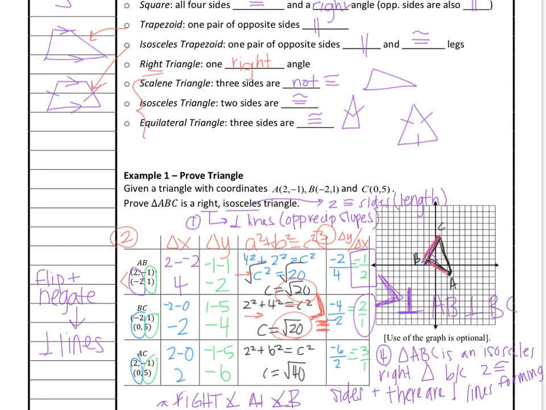Okay, so let me just recap. We made a plan, step 1. Step 2 was the huge chart. Step 3 was any conclusions that we could make: congruent, parallel, perpendicular. And step 4 is your final conclusion about why it is what it is. All right, so flip it over and we're going to see proving a quadrilateral. So we just did triangle, now we're going to do quadrilateral.